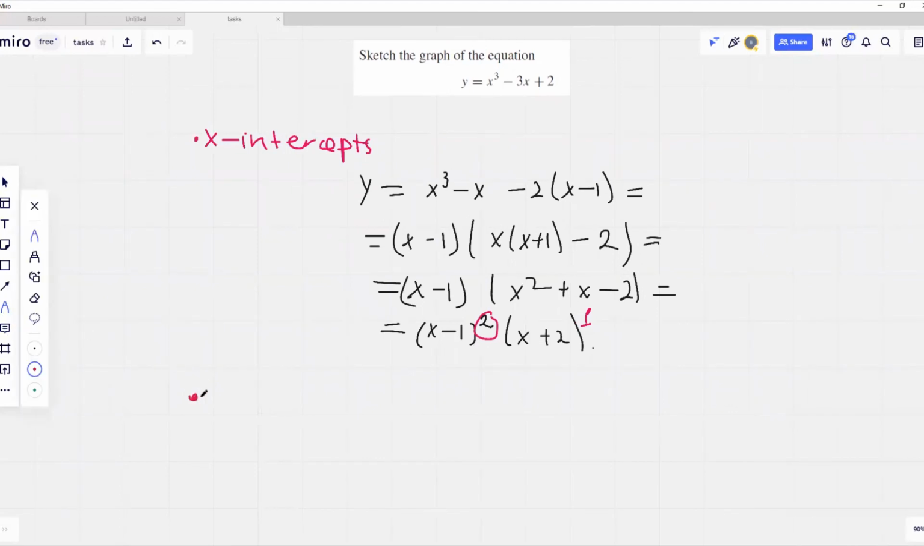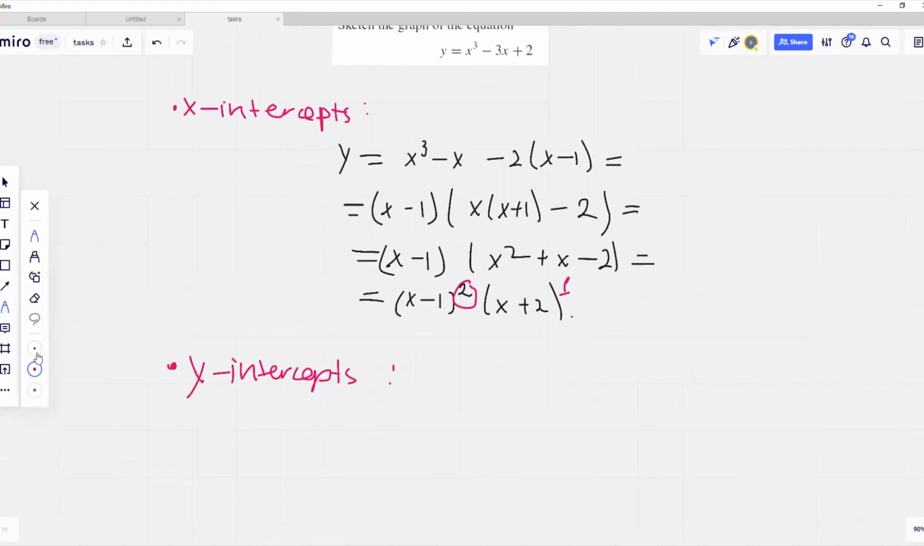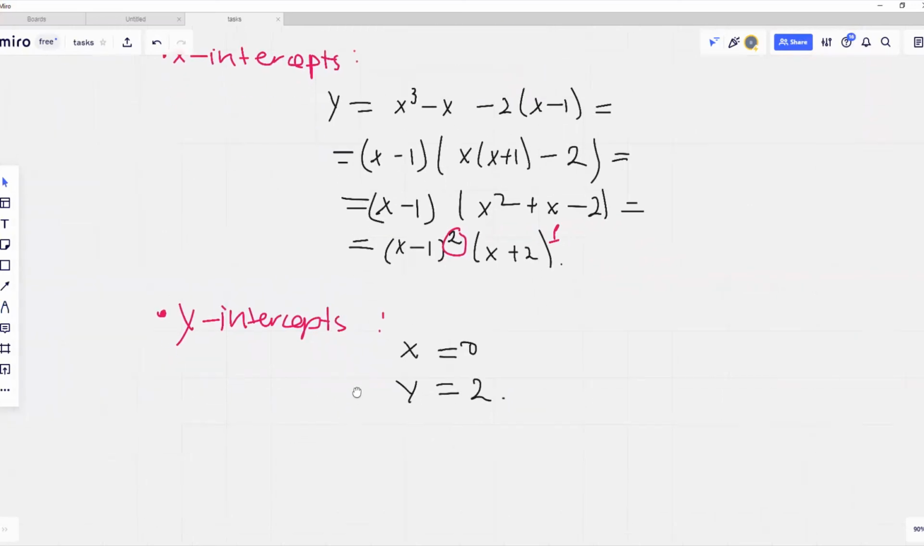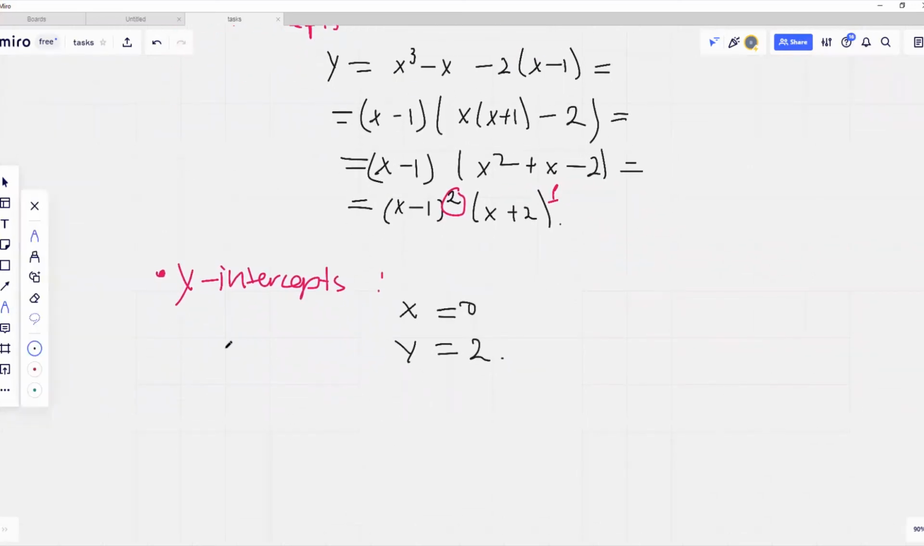Then we need to find y-intercepts. To find y-intercepts, we'll substitute the value of x is equal to 0. So when x is equal to 0, our y is equal to 2. So the y-intercept is at 0, 2.